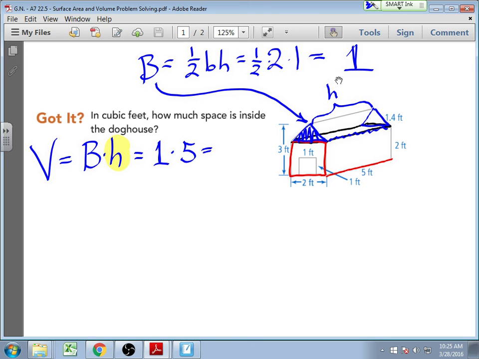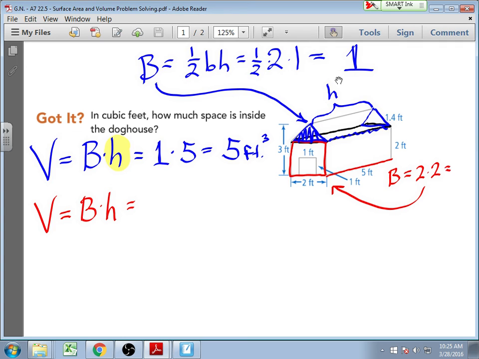So the volume of that top section is 5 feet cubed. To make this easy, I'm gonna use the square as my base for my next prism. So here, big B for the area of that base shape. Well, if it's a square and its dimensions are 2 and 2, area of the square, 4. So my big B is 4.